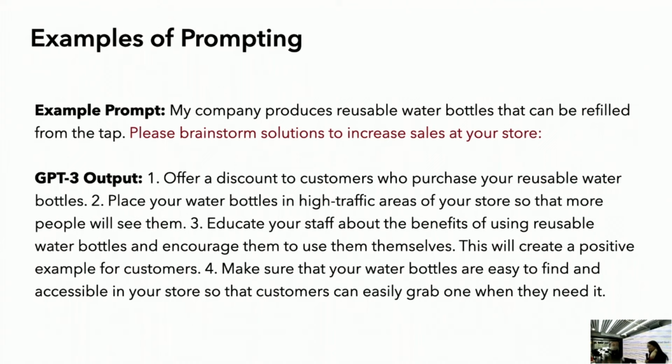This is one example where, let's say someone wanted to ask GPT-3, my company produces reusable water bottles that can be refilled from the tap. Please brainstorm solutions to increase sales at your store. So the red text is the prompt we give. And then you can see that GPT-3 actually produced something very meaningful. It says, offer a discount to customers who purchase your reusable water bottles. Place your water bottles in high-traffic areas of your store. Educate your staff about the benefits. Make sure that your water bottles are easy to find and accessible in your store so that customers can easily grab one when they need it. So very plausible generation.